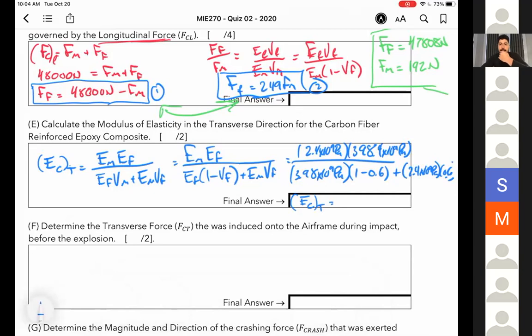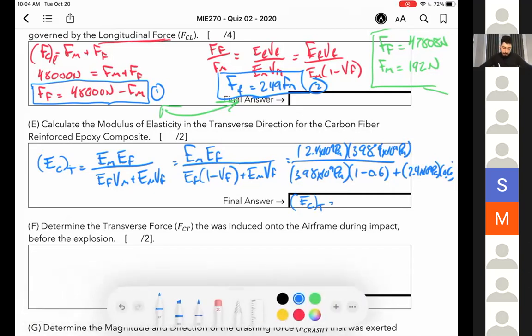Substitute? Sorry, crunch. Plug in your calculator and crunch. Okay, how about 5.95 gigapascals? Did everybody get that? Just check your answers.